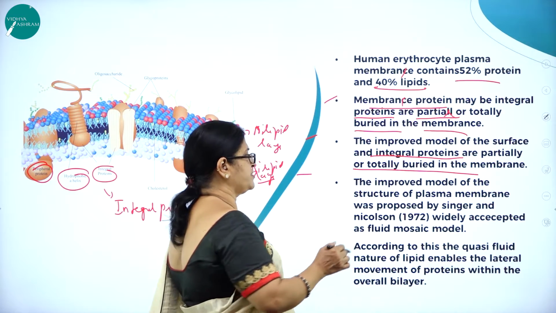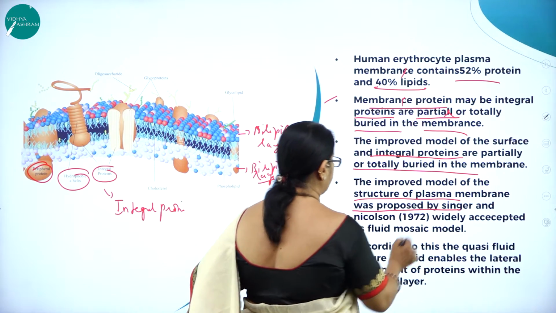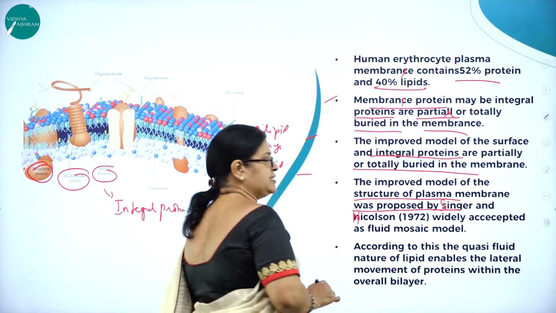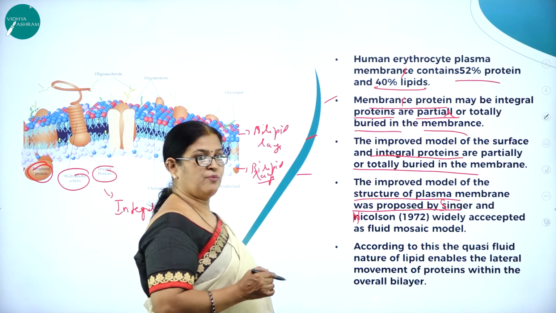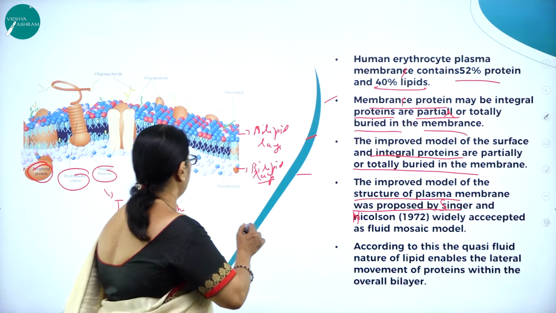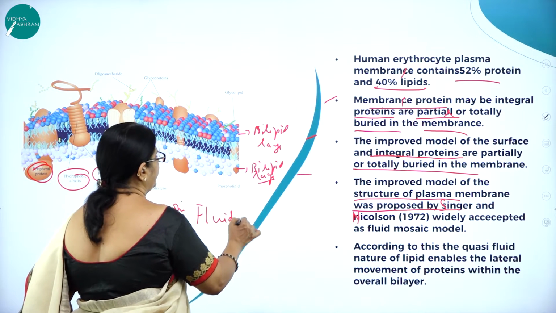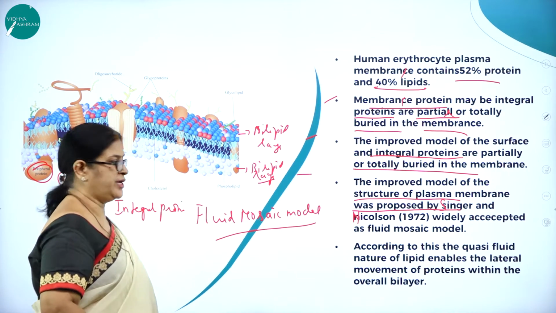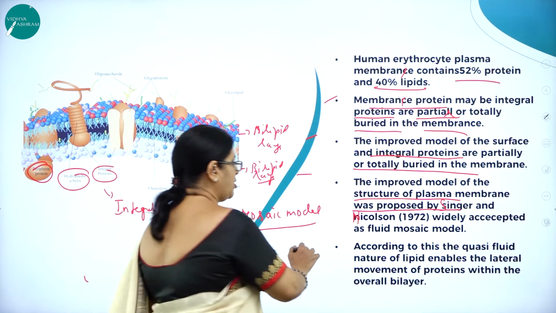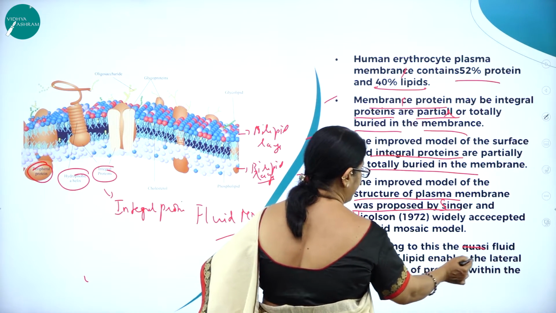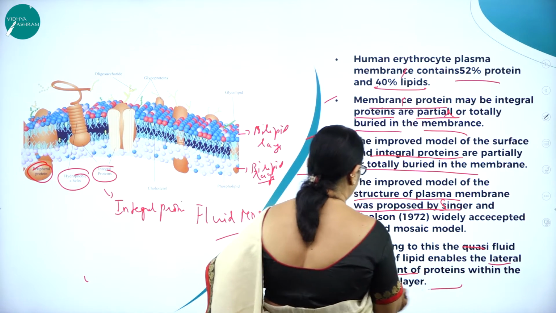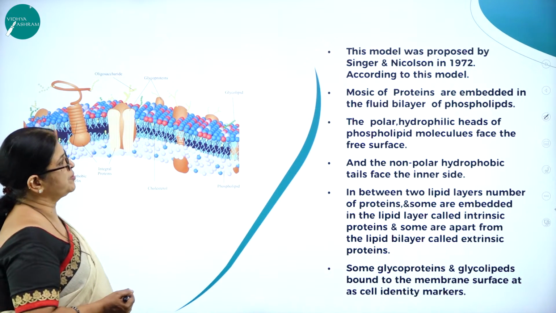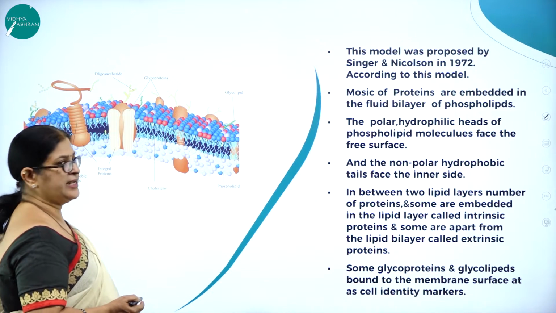The improved model of the structure of the plasma membrane was proposed by two scientists, Singer and Nicolson, in 1972, and is widely accepted. This is called the fluid mosaic model. According to this, the fluid nature of lipid enables the lateral movement of proteins within the overall bilayer.